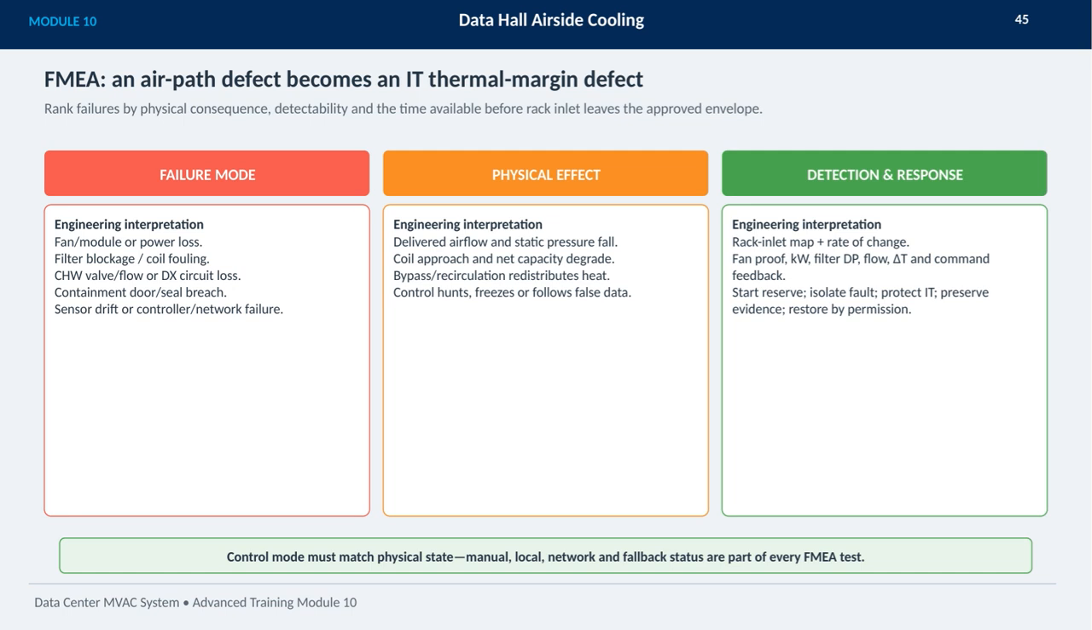filter pressure drops. Effective response means isolating faults promptly, protecting IT equipment, preserving evidence, and restoring systems with authorization. Importantly, the control mode must always reflect the physical state, whether manual, local, networked, or fallback, ensuring reliable operation throughout. This integrated approach helps us proactively manage thermal risks and keep our data center running smoothly.